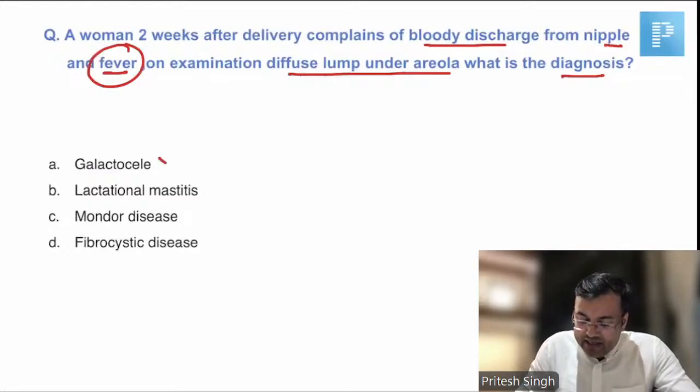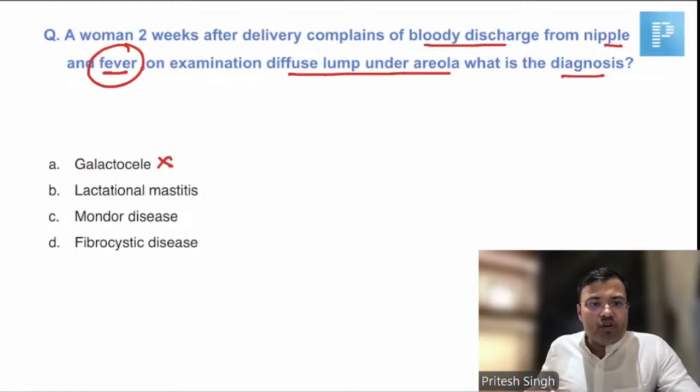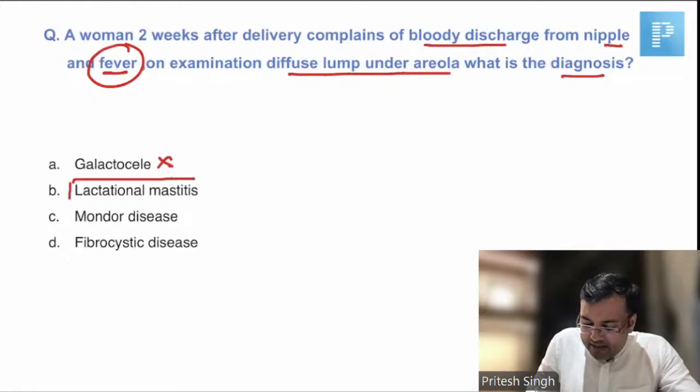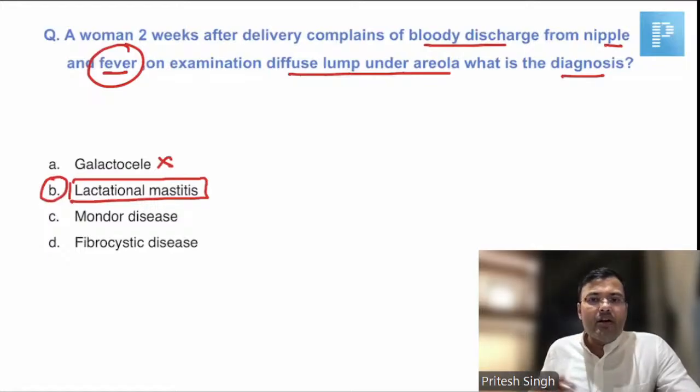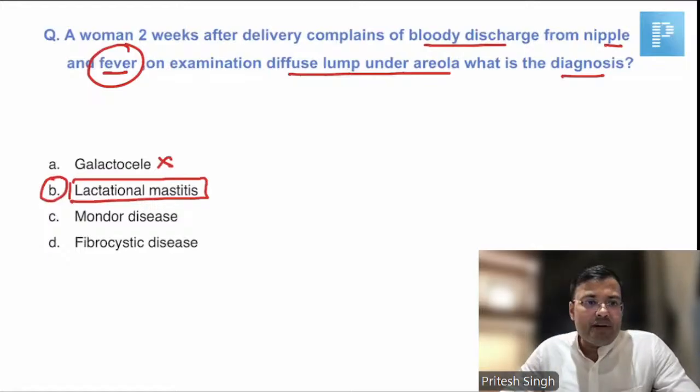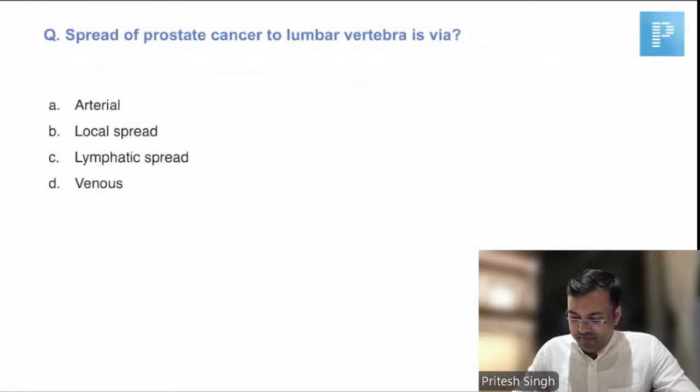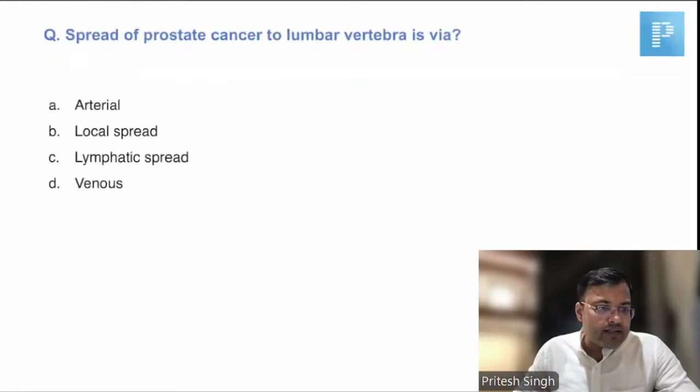It is not galactocele. In galactocele, what happens? Fever is not there. Mondor disease, there is superficial thrombophlebitis of inframammary vein that is not associated with discharge. Fibrocystic disease, there is no bloody discharge. So most probably correct answer is this one, lactational mastitis. So here correct answer is B. Clear? In fibrocystic disease, there is serous discharge. Mondor disease, superficial thrombophlebitis. So correct answer is B. Clear? So guys, it is B.